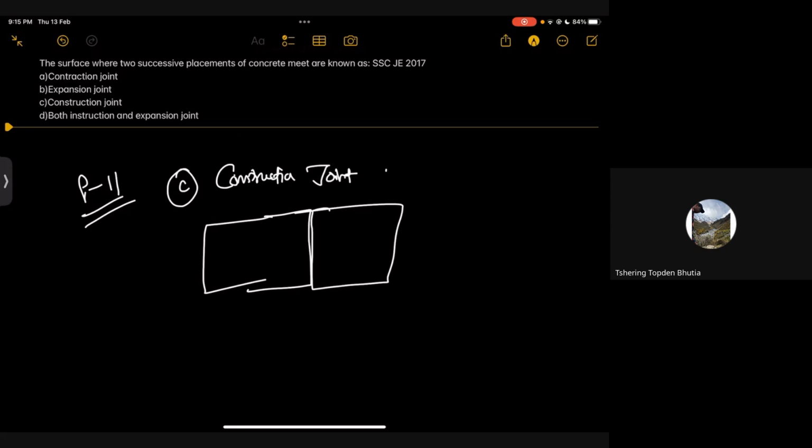Okay, there's another one, poll number 11. The surface where two successive placements of concrete meet is known as what? This is a new thing, so you have to remember it by practicing MCQs. Okay, we can close the poll here. Just remember it is construction joint. This part was constructed, and from there the next part started to be constructed. The joint where successive placements meet, we call a construction joint.